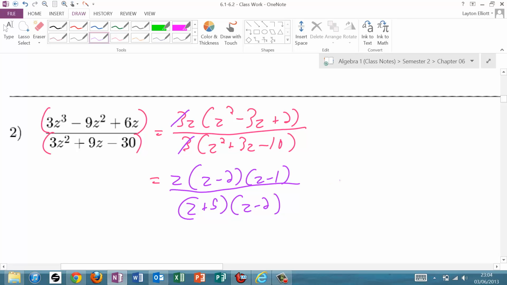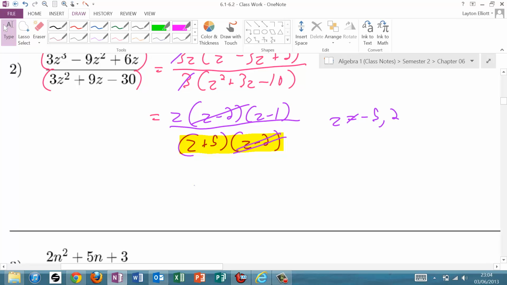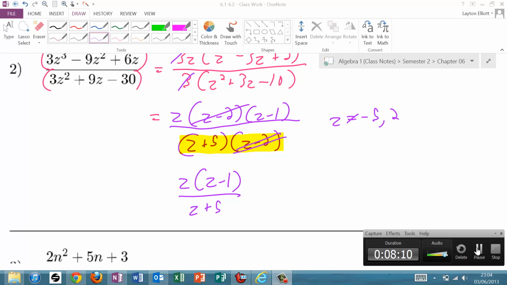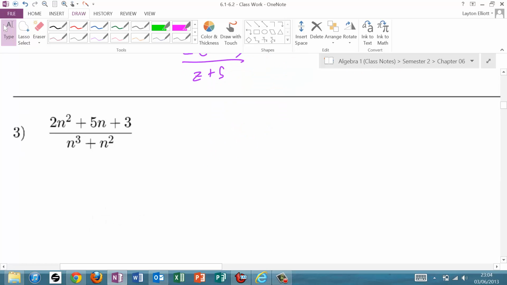Before canceling, I'm going to state the restrictions. Restrictions come only from the denominator. They do not come from the numerator. So I end up with z is not equal to negative 5 or 2. Remember, it's really opposite sign with the denominator. Then I'm going to cancel. Z minus 2's go. And I'm left with z times z minus 1 over z plus 5. I'm going to pause this and magically cross all the z's, since some of you really liked crossed z's. I don't really care.